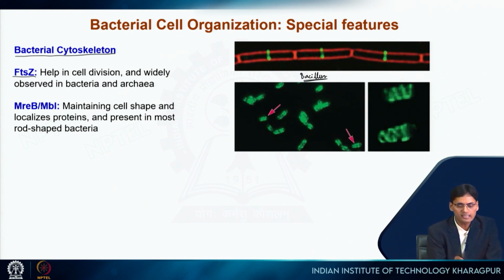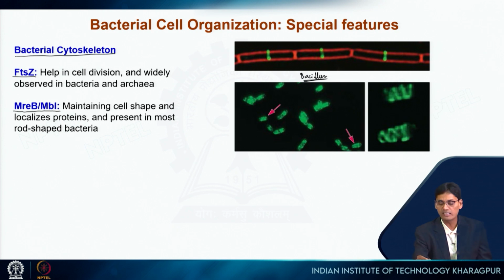And another cytoskeleton you can see here, MreB or MBL. This is again some kind of protein maintaining the cell shape and localizing proteins inside the cell. This is also present, and I would say it is an actin homologue. So this is present in bacteria, which is very interesting.